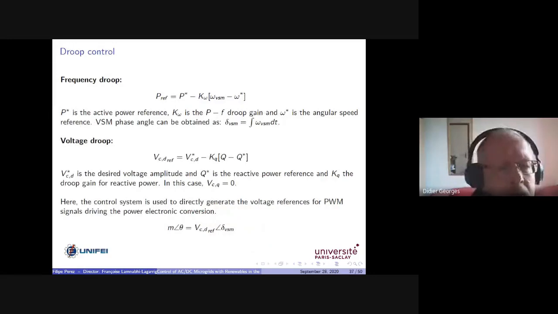And a question about your VSM phase angle, because you said that you can, if I understand well, you integrate the omega VSM. Is it right? Yes. So what is your reference for the delta? Because if you integrate, you get something which is unknown, because you have the reference of the angle, which is not given in this case.